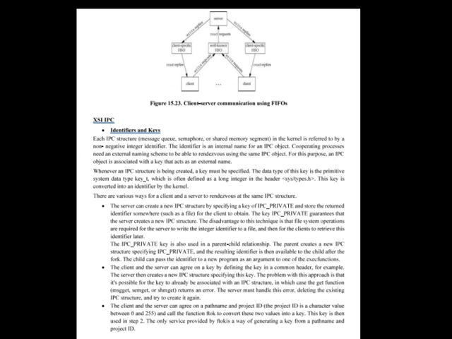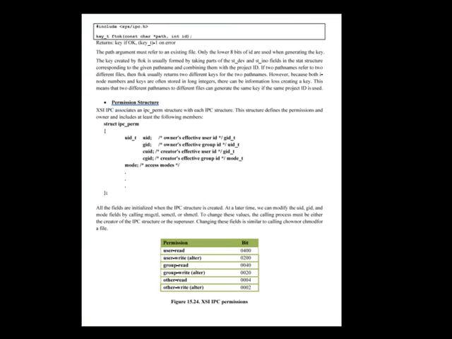The client and the server can agree on a path name and project ID. The project ID is a character value between 0 and 255, and call the function ftok to convert these two values into a key. This key is then used in step 2. The only service provided by ftok is a way of generating a key from a path name and project ID. See the syntax here. Returns key if OK, (key_t)-1 on error.